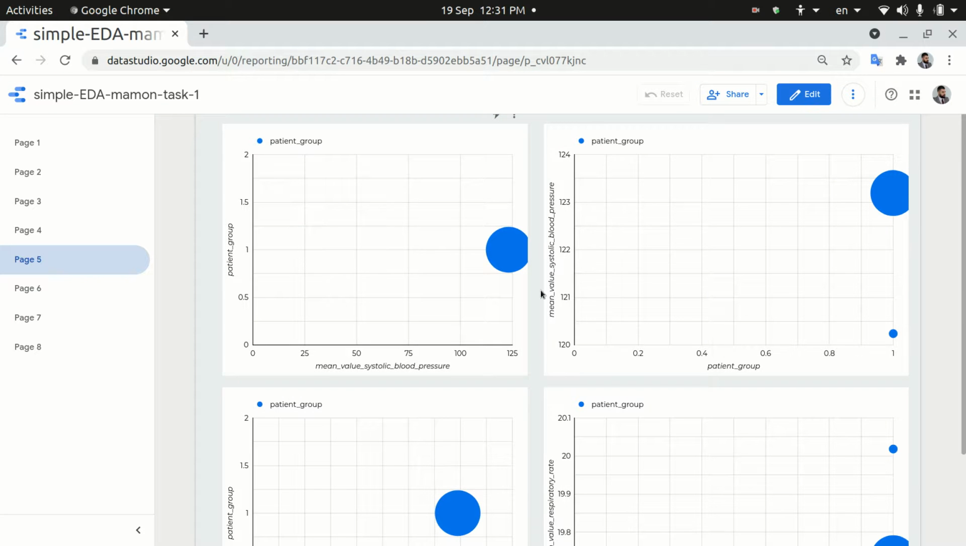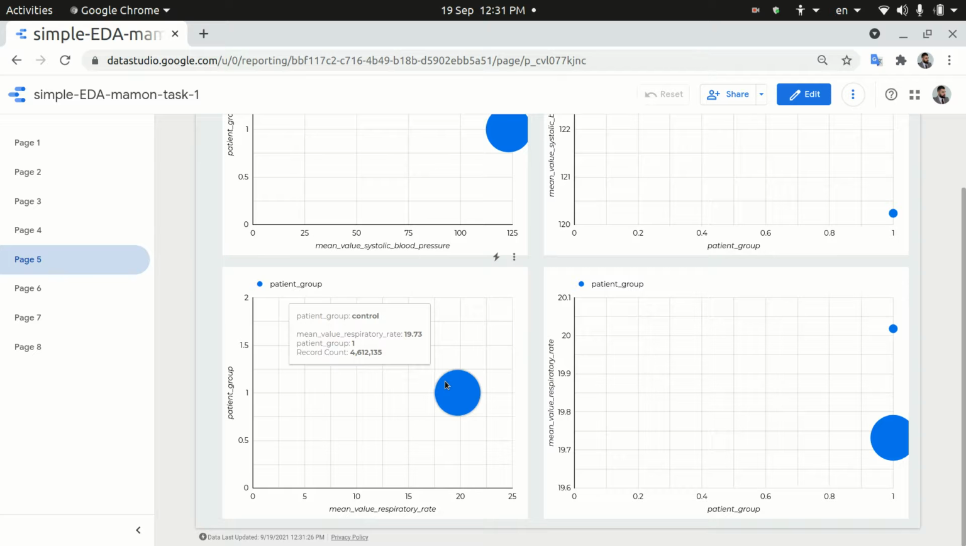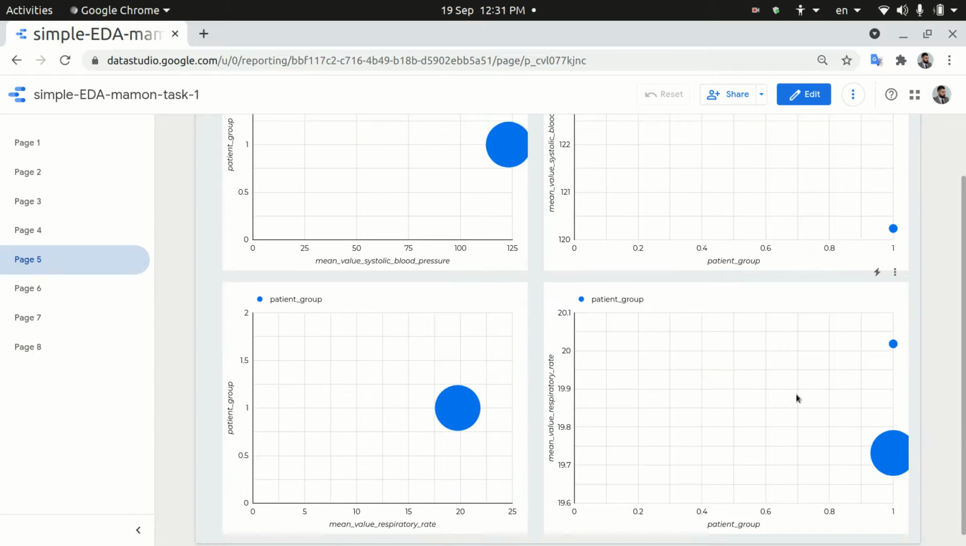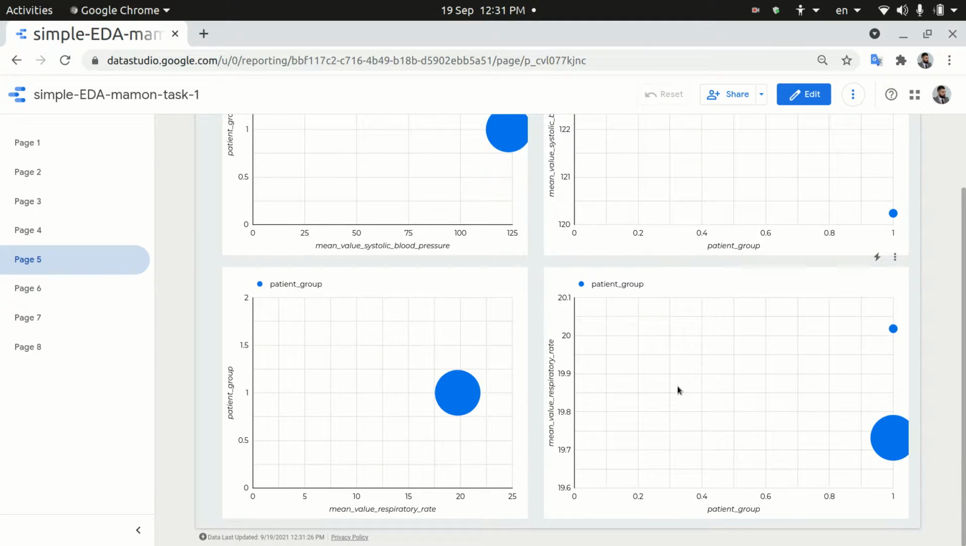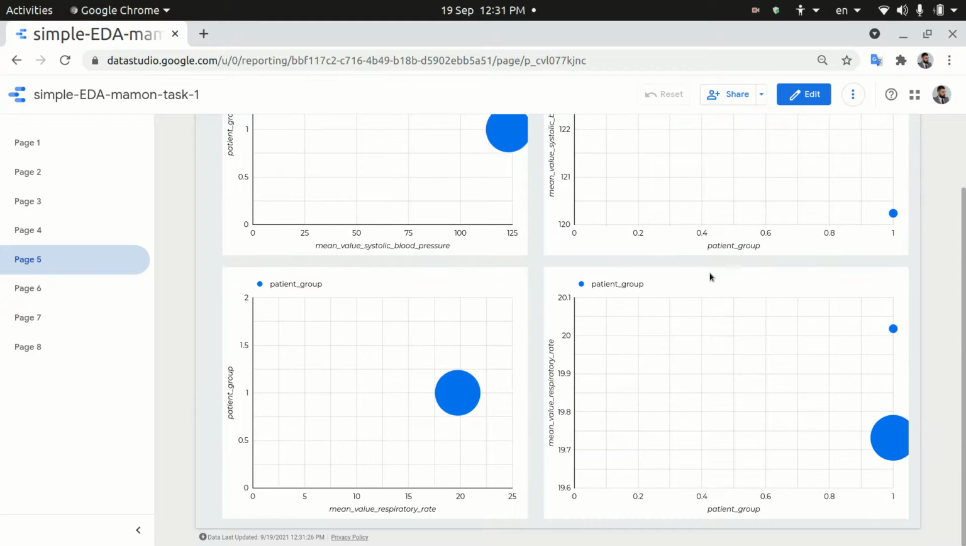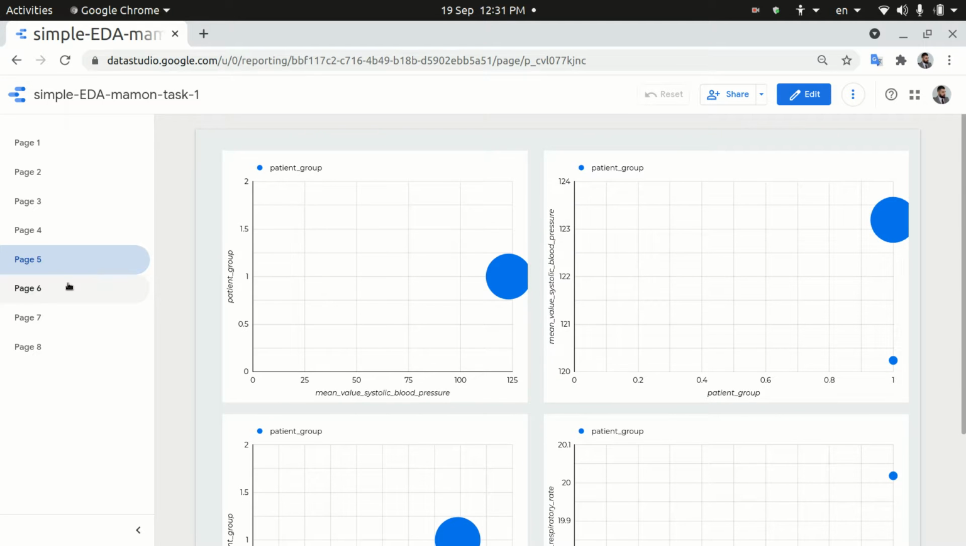And the same for the other. As you can see, there are not many differences. So maybe here there is a 1 point gap, while here there is a 3 point gap. So these two features can have some separation. Okay, so this is the mean systolic blood pressure and mean value respiratory rate.